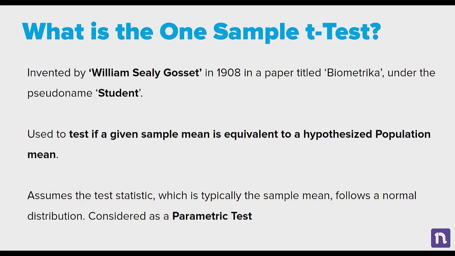Now, in the t-test, the test statistic is assumed to follow a normal distribution, and because of this it is considered as a parametric test. And in most t-tests, the test statistic is nothing but the sample mean itself.